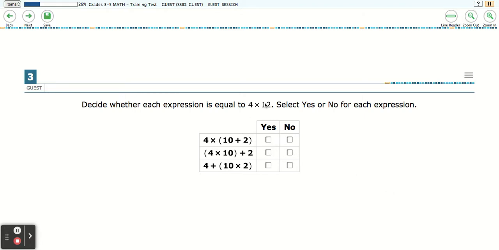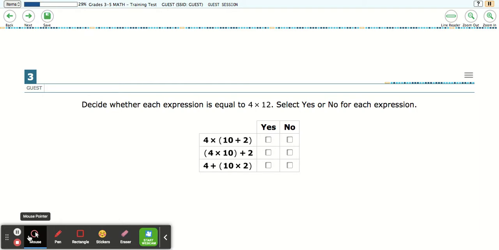is equal to 4 times 12. Select yes or no for each expression. So this one has 3 different questions. They want to know which of these is equal to 4 times 12. Now, we talked about this briefly, third grade. Fourth graders, I don't know if we touched on it this year again or not, but I know I taught you last year. When you see parentheses, those parentheses mean do this part first. So we're going to solve the part in the parentheses first.